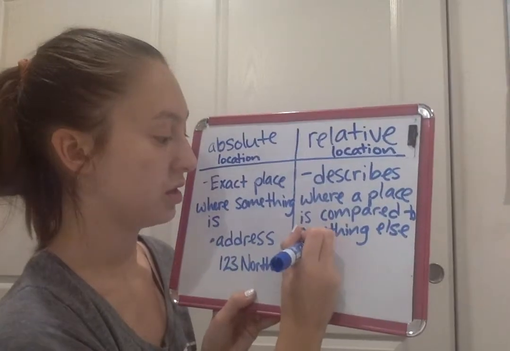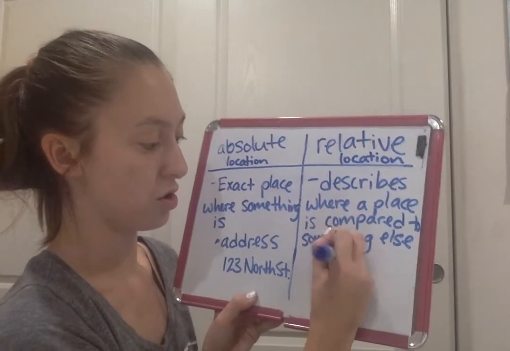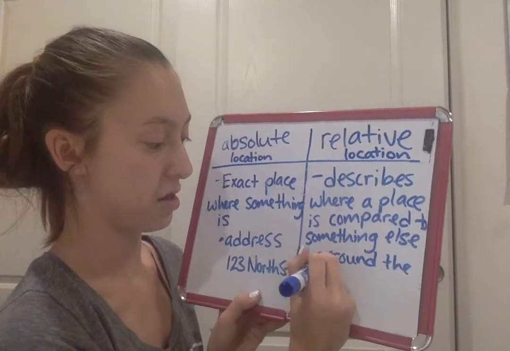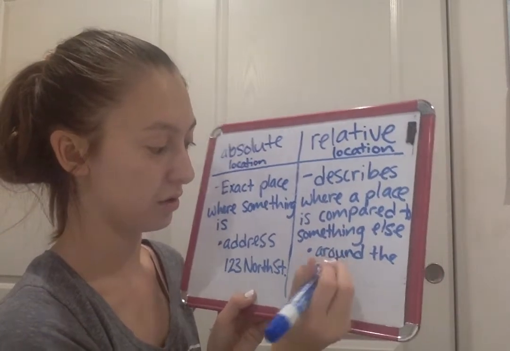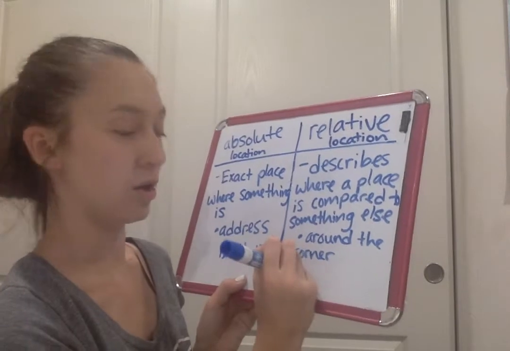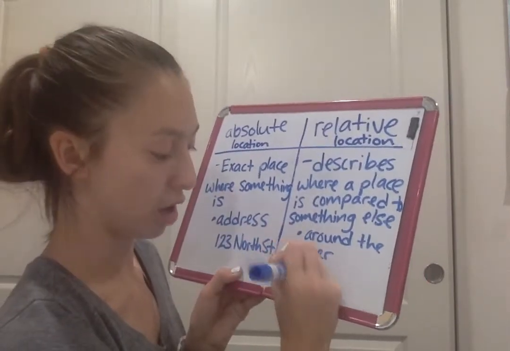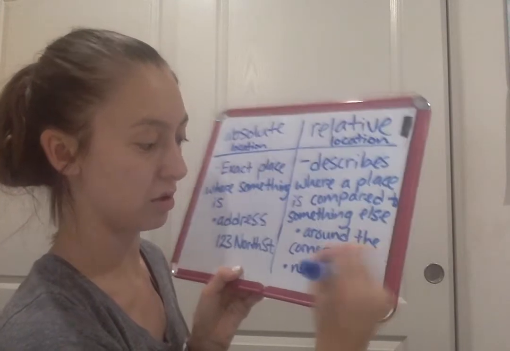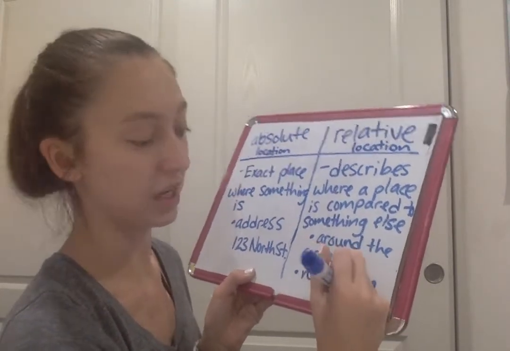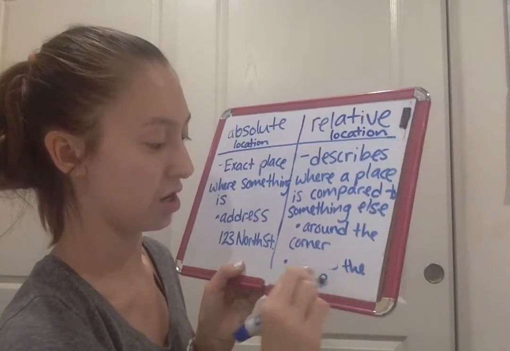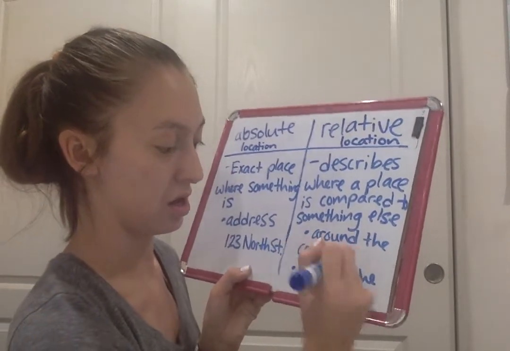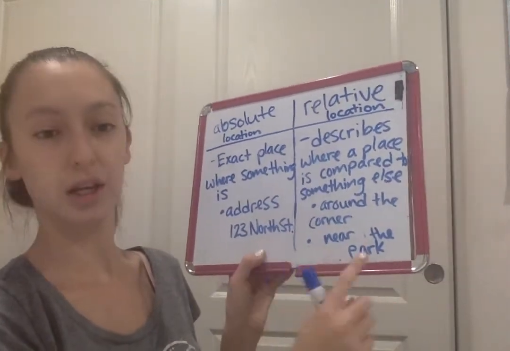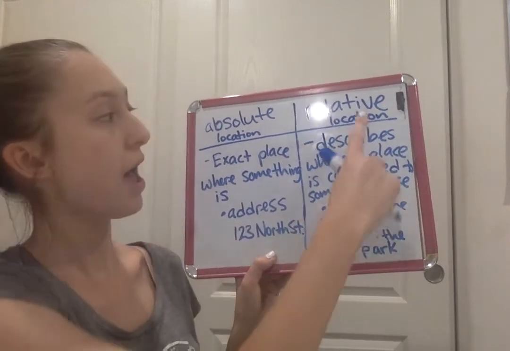Ooh, that's a good one. Around the corner. Oh yes, that's a good one too. I'll write that on here. Next to or near, I'll change it to near the park. All right, those are both really good examples for absolute location and relative location.